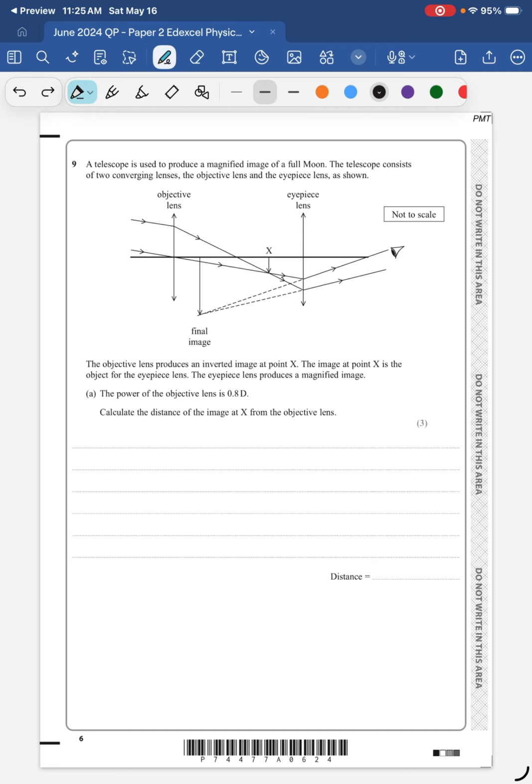Let me know in the comments if you ever looked through a telescope. I looked through a telescope just once in my life, which is embarrassing for a physicist.